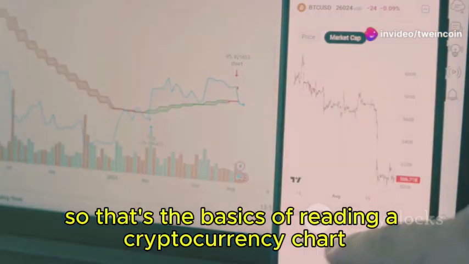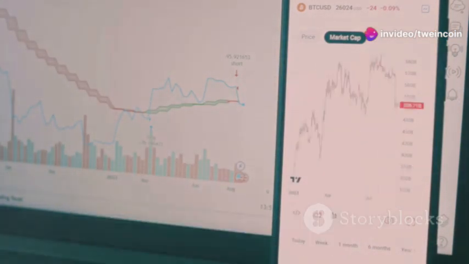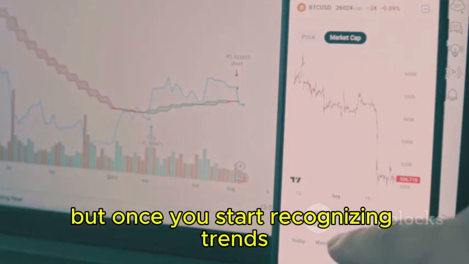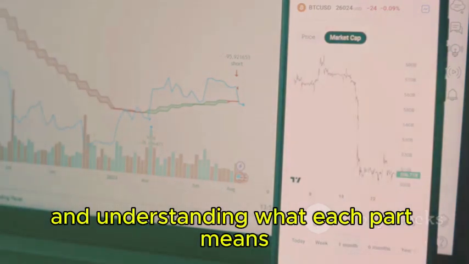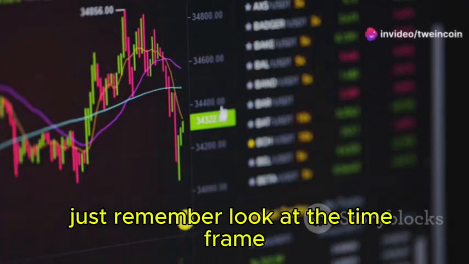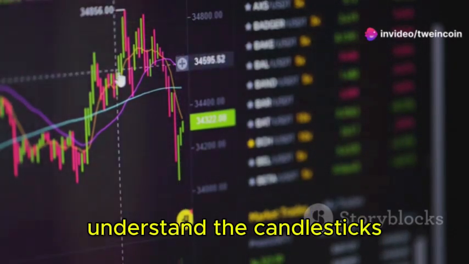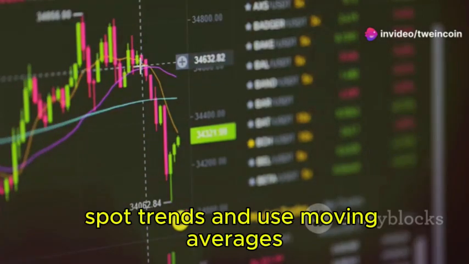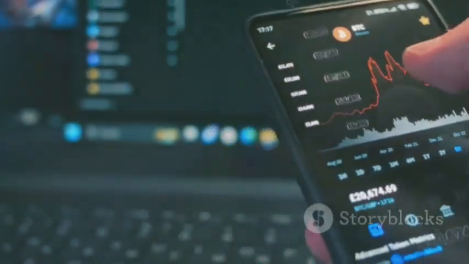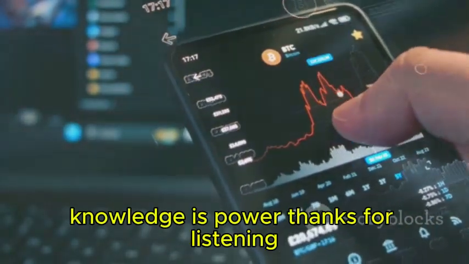So that's the basics of reading a cryptocurrency chart. Now it takes some practice to get used to, but once you start recognizing trends and understanding what each part means, you'll feel a lot more comfortable. Just remember, look at the time frame, understand the candlesticks, spot trends, and use moving averages. Happy trading, and remember to stay informed, because in the world of crypto, knowledge is power.